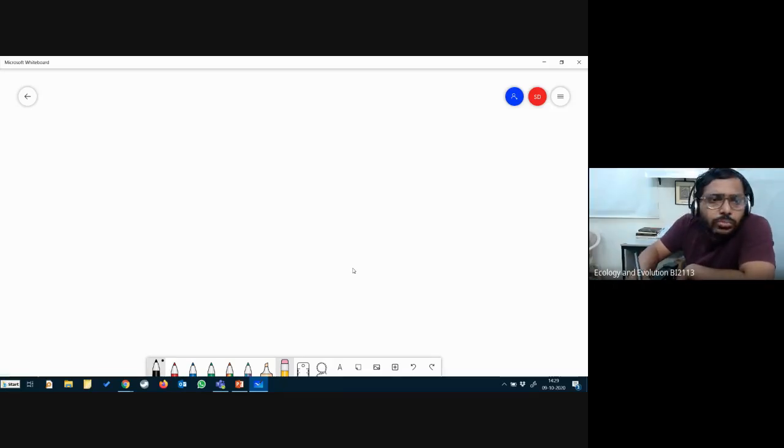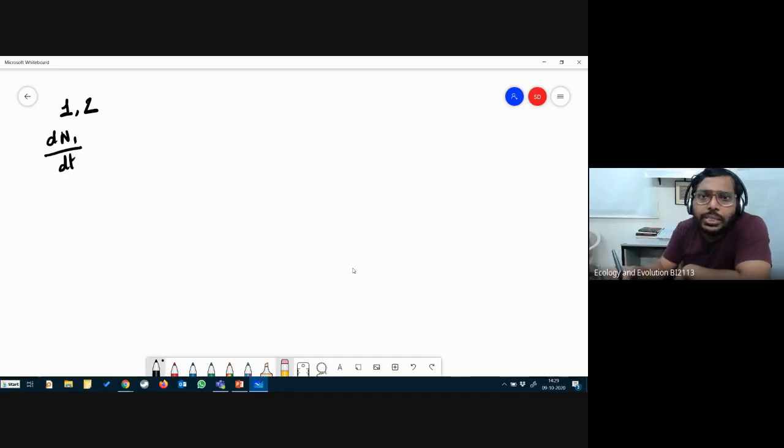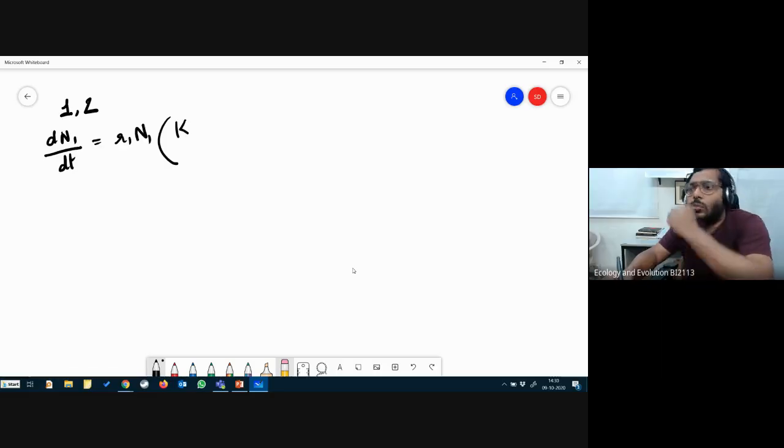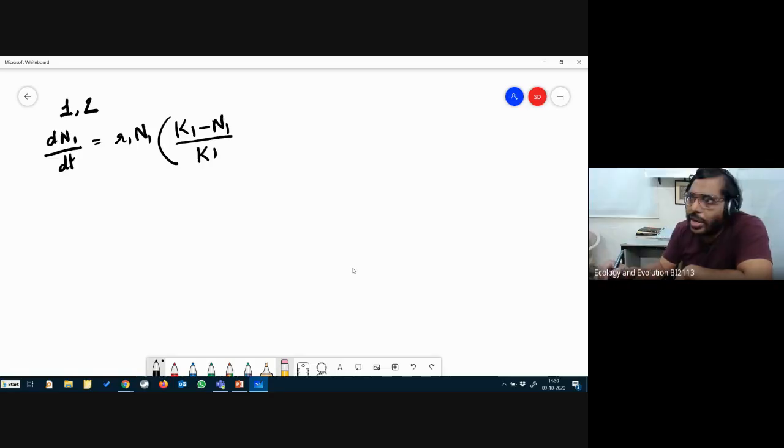So let's assume that we have two species, 1 and 2. Let's also assume that to begin with, in the absence of each other, on their own, each one of them is following a simple one-dimensional continuous logistic model. So the dynamics of the first species, dN1/dt, is equal to r1 N1 (K1 minus N1) by K1. It is 1 minus N by K, so I'm writing it as K1 minus N1 by K1, correct?